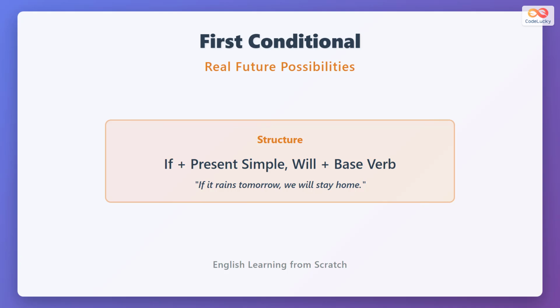The first conditional expresses real or possible events in the future. It uses the present tense after if and will plus the base verb in the result. For example, if it rains tomorrow, we will stay home.